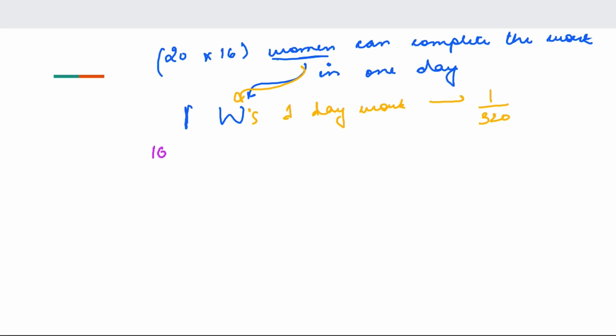For that also it's easy. It's 16 into 15 men can complete the work in 1 day.